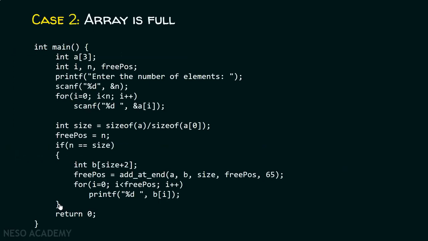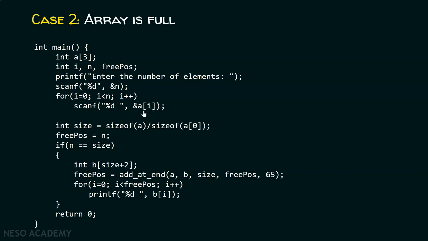And here is the program which helps us to understand what happens when array is full. Here in this case, I am considering this array which can accommodate up to 3 elements. Here again, we have these 3 variables i, n and free pose. And we are asking the user to enter the number of elements. User will enter the number. We will store that number within this n variable. And then after that, we are using this for loop which runs from 0 to n minus 1. User will enter all the elements within this array A.